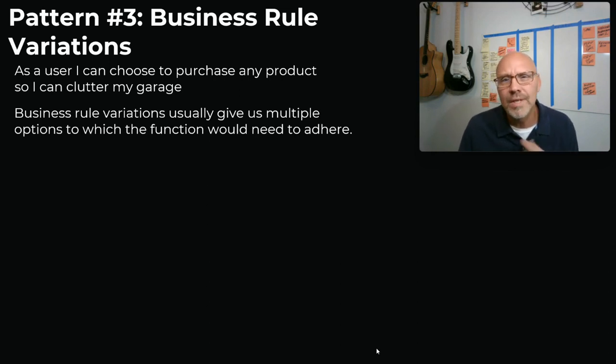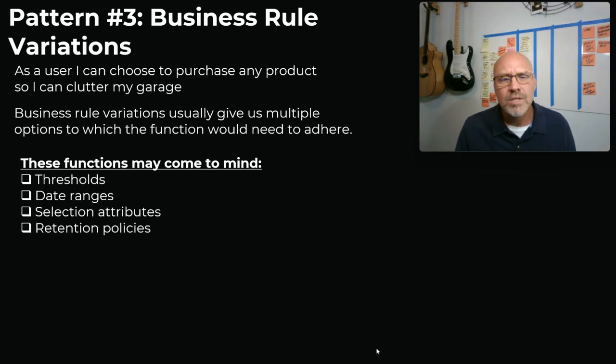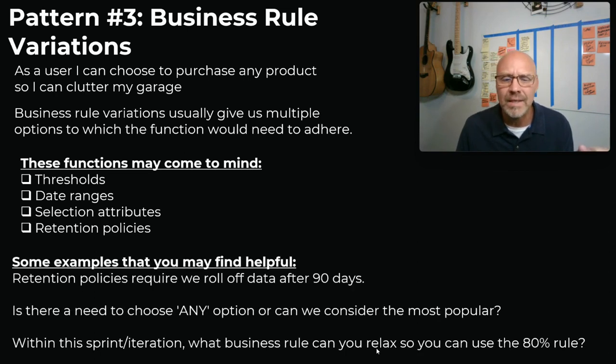Business rule variations usually give us multiple options to which that function would need to adhere, right? The functions that may come to mind are thresholds, date ranges, selection attributes, retention policies, items like that. Some items you might find helpful: rolling off the data after 90 days. There may be some opportunity to split a story there, right? Instead of having that be part of the acceptance criteria, maybe that's a second story and we're able to split that. Is there a need to choose any option, or can we consider just the most popular?